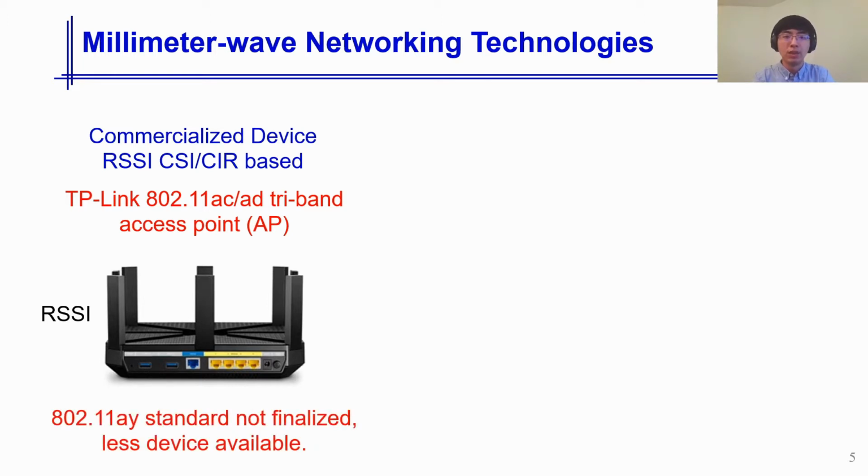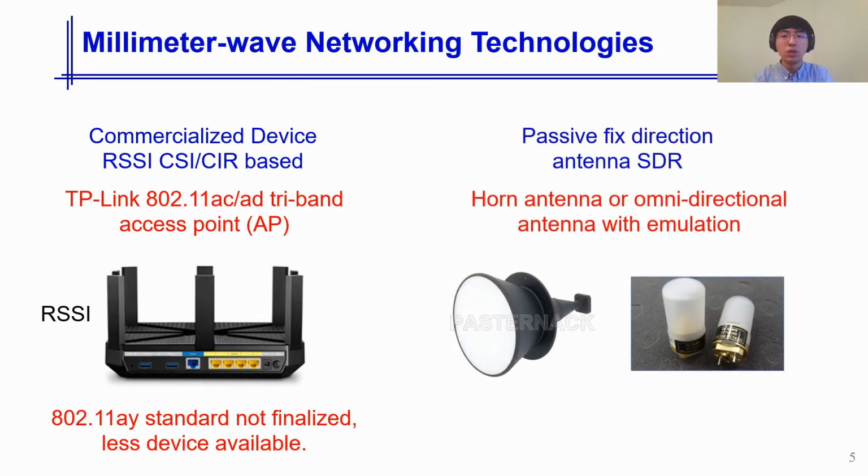There have been software-defined radios equipped with mechanically steerable horn antennas or omnidirectional antennas. These platforms cannot do fast beam switching because they need mechanical turning, and can hardly be used to investigate the severe problems of high mobility scenarios.